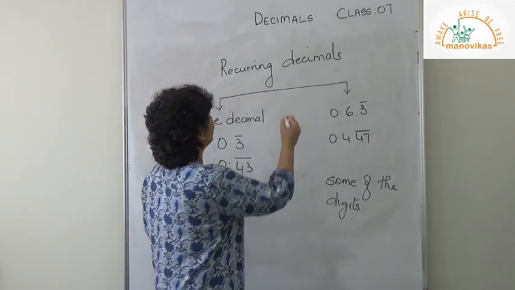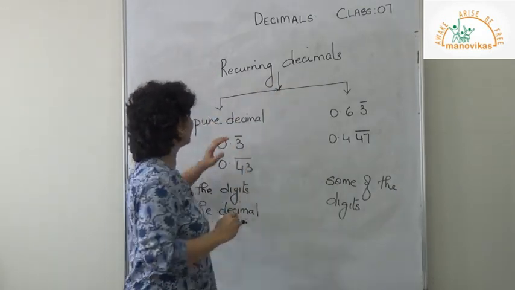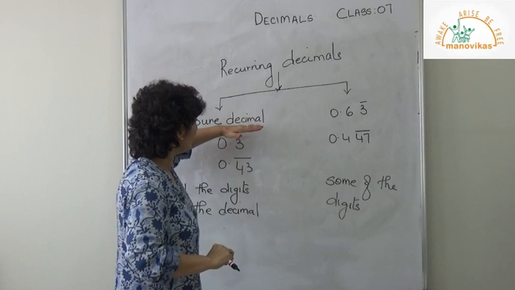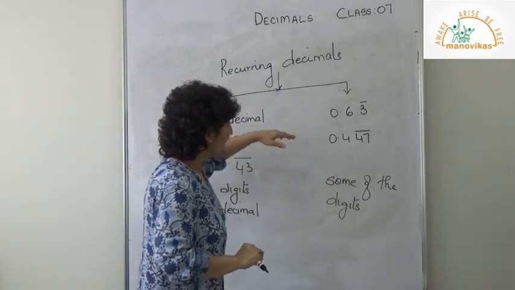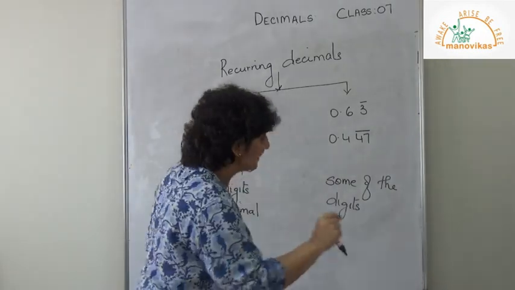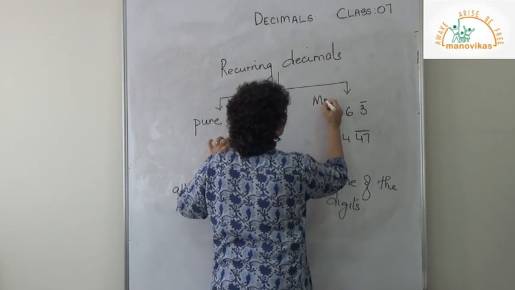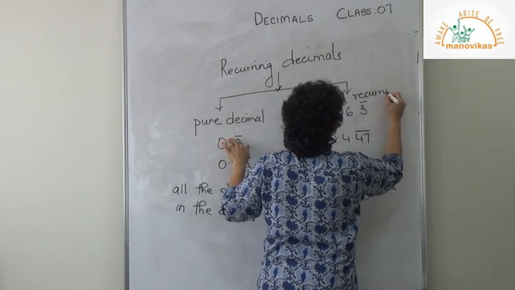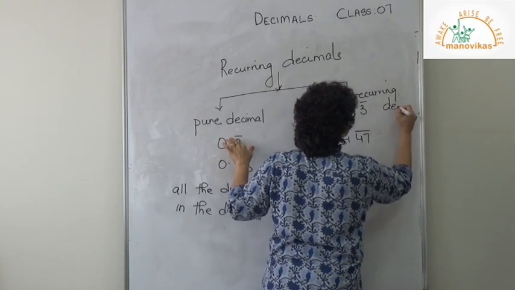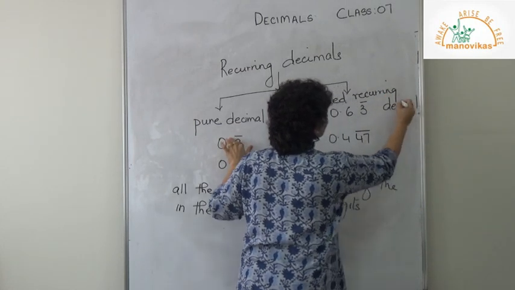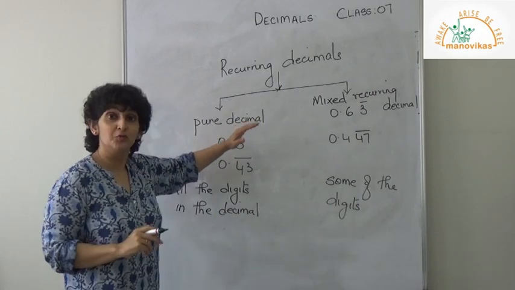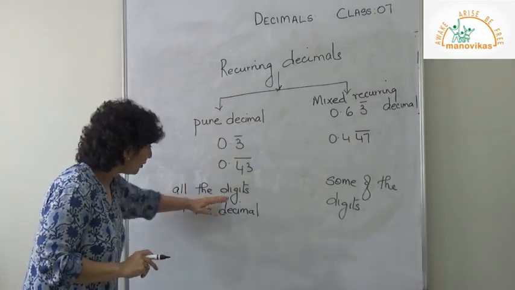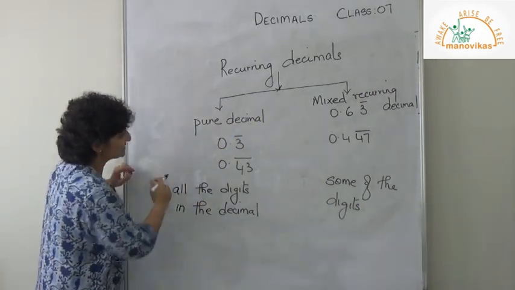Now, in recurring decimals, children, again, we have two kinds. We have a pure decimal and we have a mixed recurring decimal. In your pure decimal, all the digits in the decimal you will see repeat.